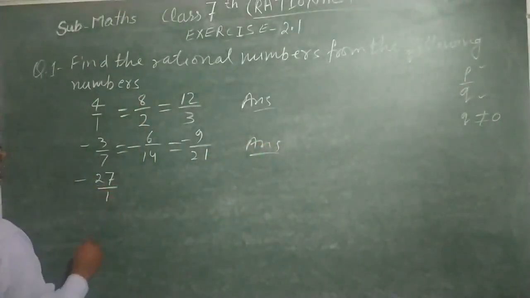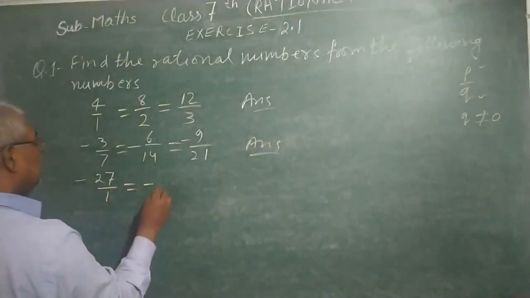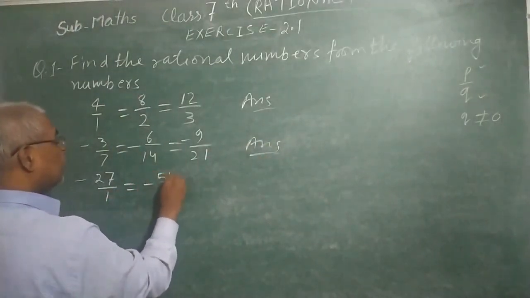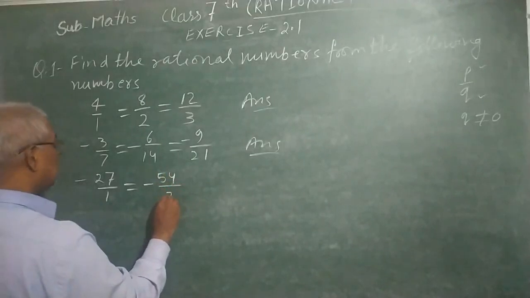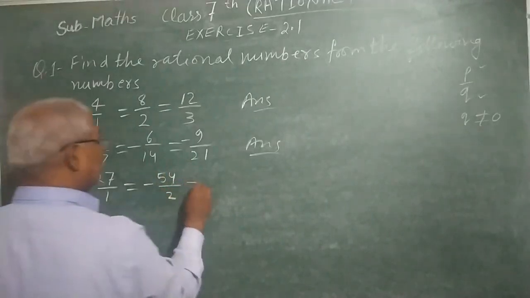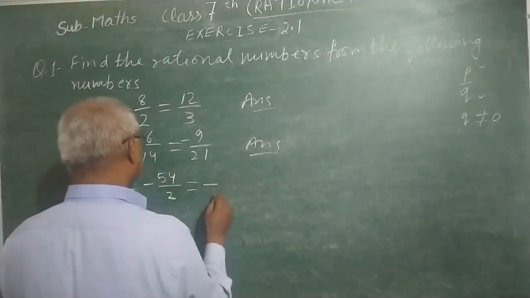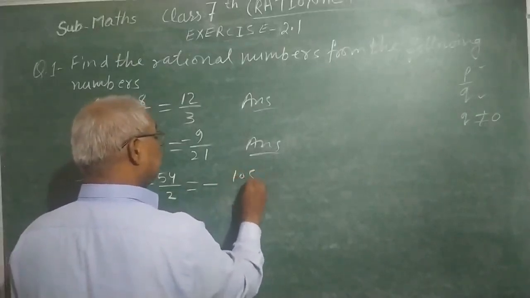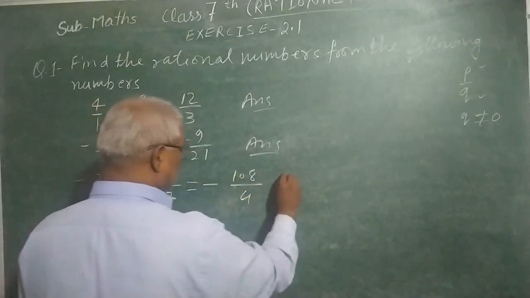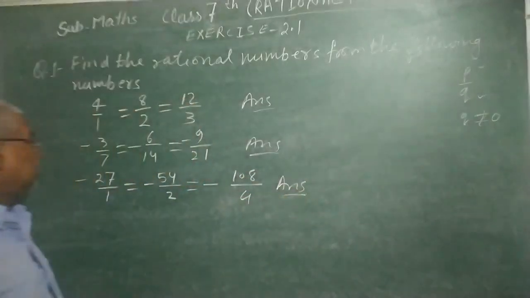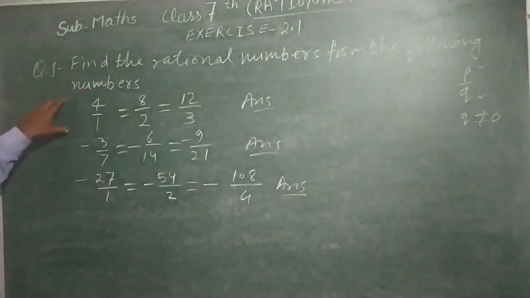You can write here 27 upon 1 with a minus sign, then 54 upon 2, once again minus 108 upon 4. So these are the answers. मल्टीप्लाई करनी है आपको ऊपर नीचे दोनों, डिनोमिनेटर में भी और न्यूमिनेटर में भी, तो नंबर फाइंड कर सकते हैं.